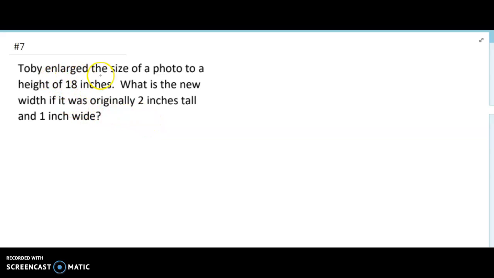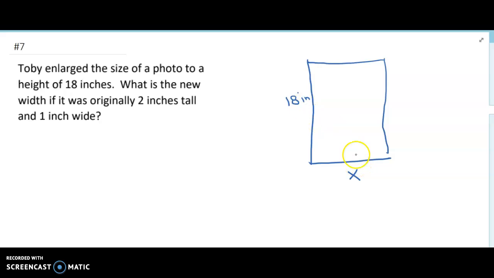All right, so Toby enlarged the size of a photo to a height of 18 inches. So he enlarged it and he got a height of 18 inches. What is the new width? So we want to find the width. We're going to call it x. We don't know. So let's just say this is the new one, 18 by x. What is the new width if it was originally 2 inches tall and 1 inch wide? So its original was 2 inches by 1 inch. Okay, so this is what it started with. He enlarged it and sent it to this.